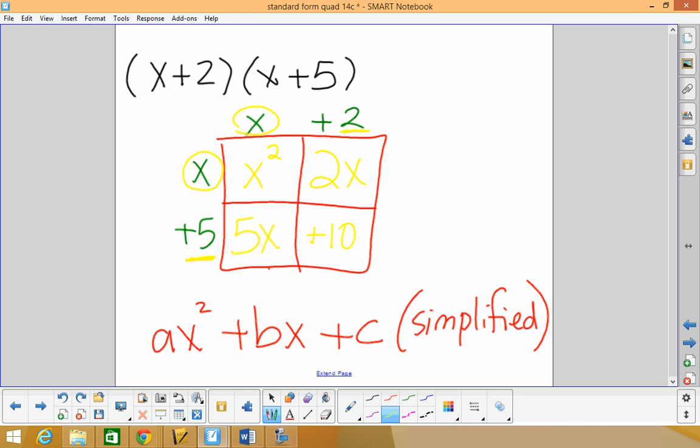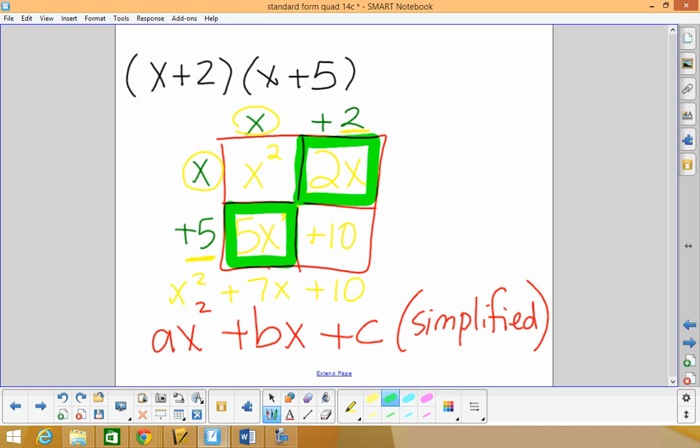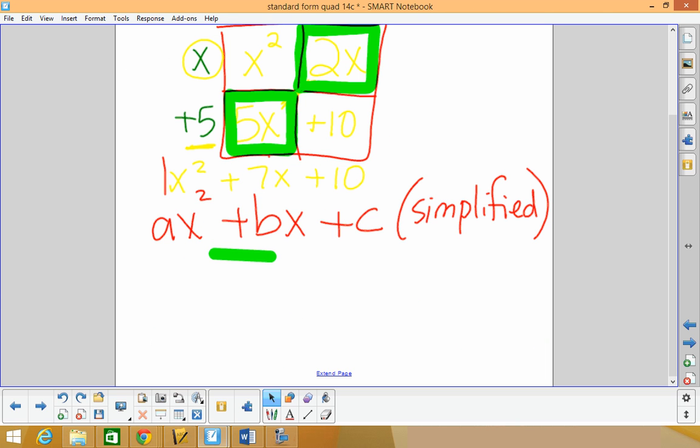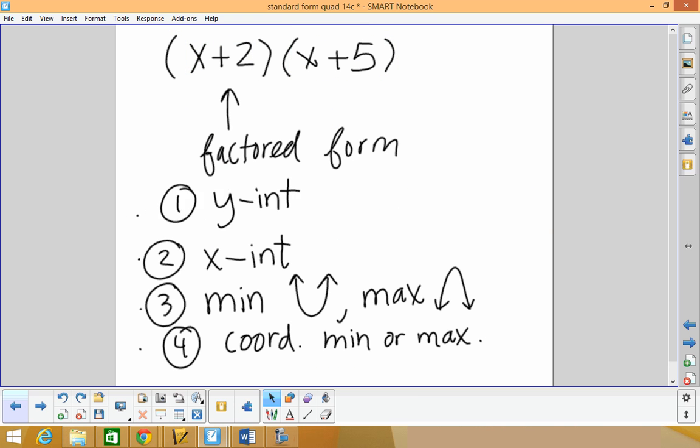So, written in standard form, we have x squared plus 2x and 5x makes 7x plus 10. Take a moment and look at where these things come from. 5x, 2x, add it together, give me the 7x. And I'm going to have you go ahead and put a number 1 in front of this x squared. You know that it is a 1, you just don't see it. And now it's going to be important that we know what that is.